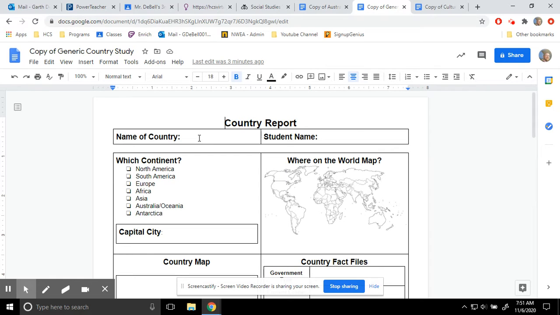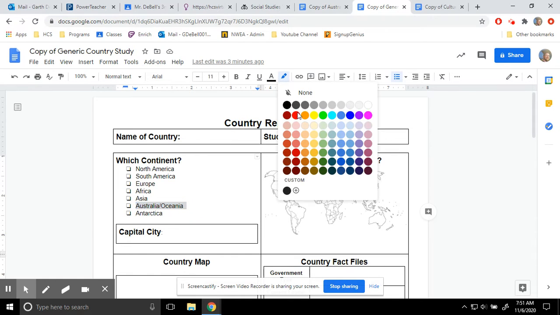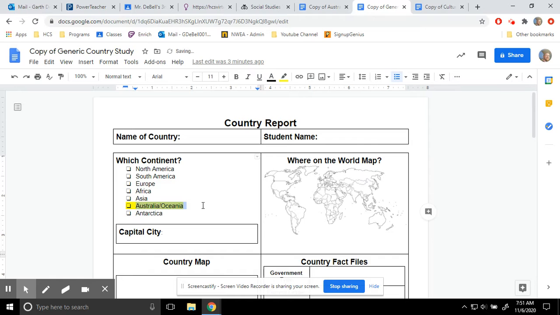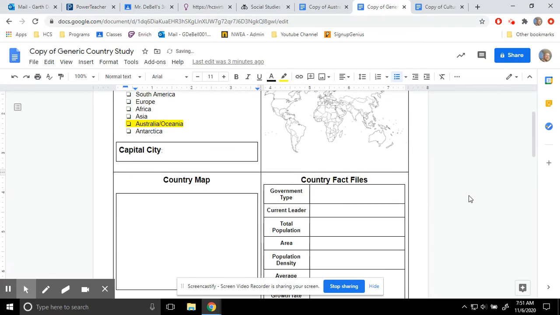And so then we come down here to the continent. This one should be pretty easy because Australia is not only a country, it is also a continent. So it will be this Australia/Oceania section here that you're going to mark up for that. So again, we're not worried about the world map because we can't really do anything there.